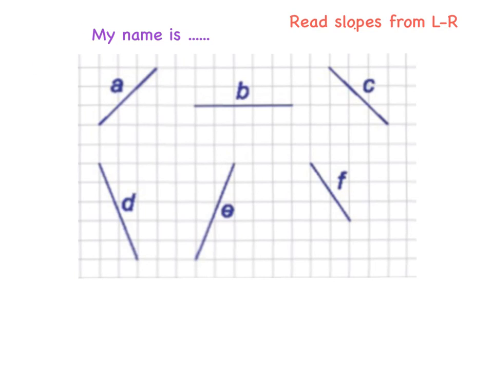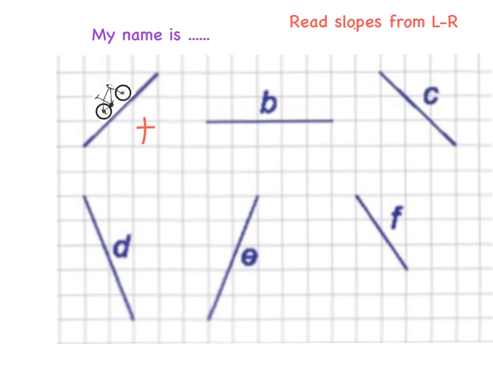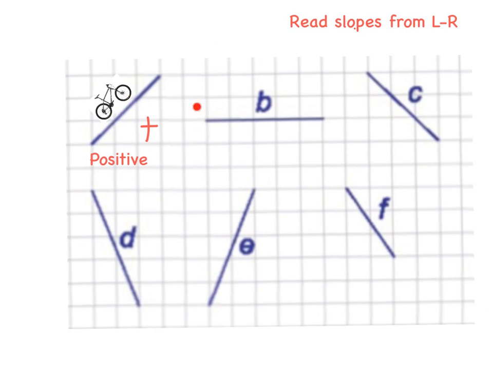Okay, so we have a line here, A, and as we can see, if we start on the left, it's getting bigger, and we refer to that as a positive slope. And you can see if I was to place a bike on that, the bike would be going uphill, so it's a positive slope. The next one here is a slope of 0, a flat line. So we would just say that that has no slope, or a slope of 0.